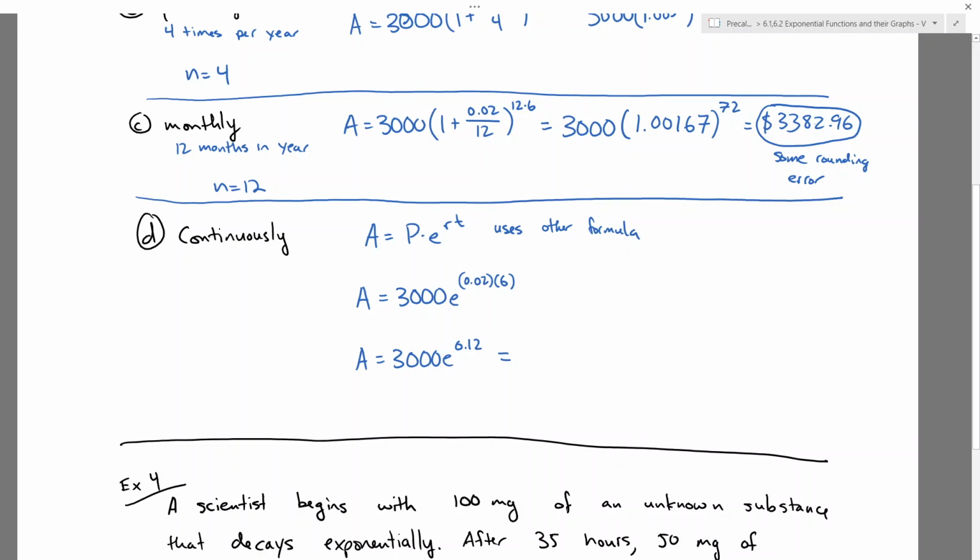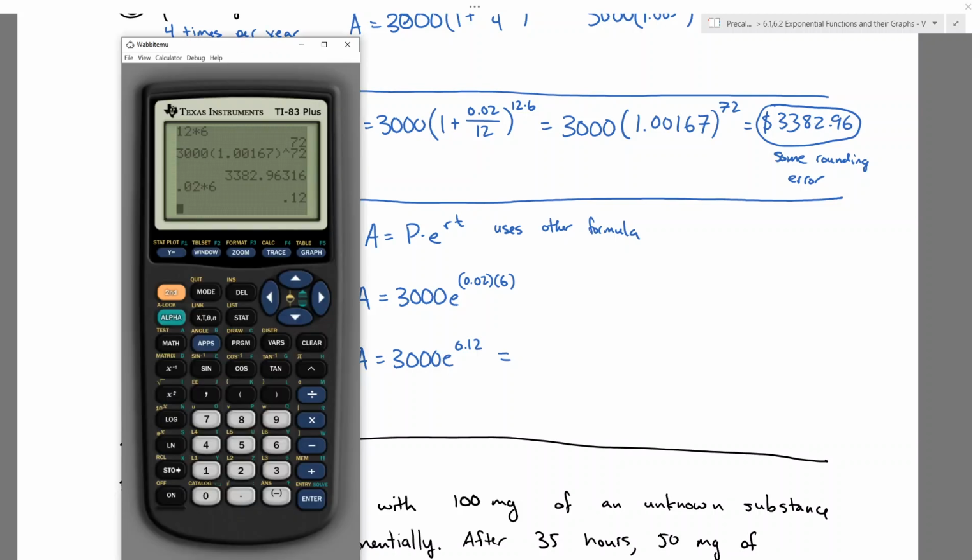And then now let's calculate it. So 3000. So the number e is in yellow here above the division symbol. So to access it, I need to use the second button and then press this to get e. And then I raise this to the 0.12 power. And then what do we got? 3382.49.